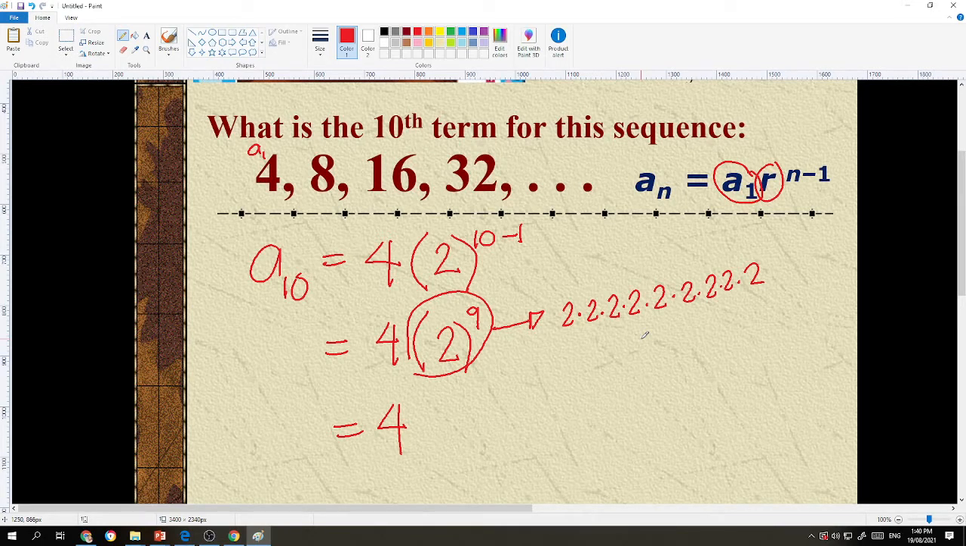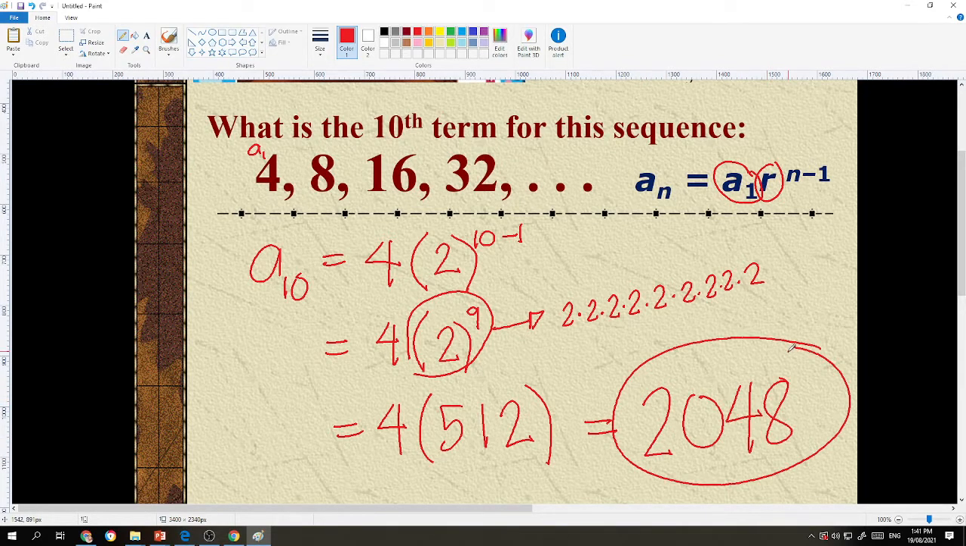Dili man na 2 times 9. Paminaw mo ha, kanang 2 raised to 9 is not 2 times 9. It is 2 times 2 times 2 times 2 times 2. Kan 9 ni mo gi-times si 2. How much is that? Sige, use your calculator. 512. There you go. 512 times 4, how much? Okay, 2,048. O mo ni answer na to. Okay? That will be our answer.